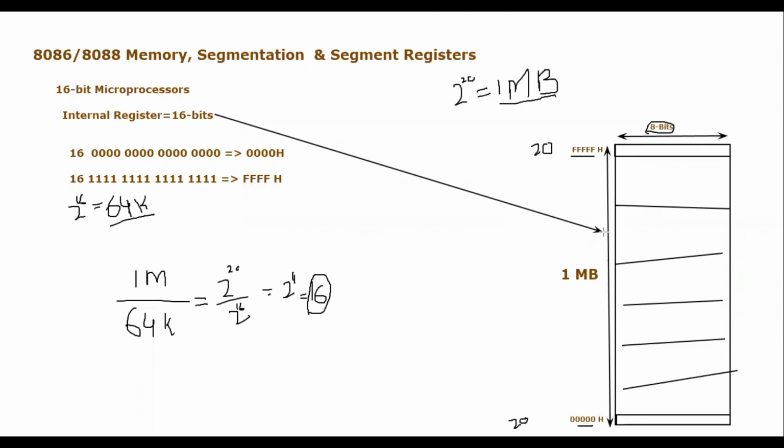So in this tutorial we are answering one thing: why do we do segmentation? Because we cannot handle 1 megabyte, or 1 million locations, with the help of a 16-bit register. So what we do is divide 1 million locations into 16 different parts, and each part is equal to 64 kilo locations, which are easily accessible using the internal registers of microprocessor 8086 or 8088, right? Okay, I hope you have understood the concept of segmentation: why we need segmentation, and how many segments are possible in the 8086 or 8088 microprocessor.